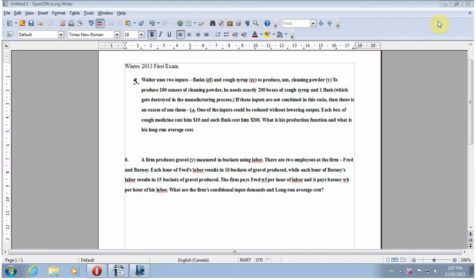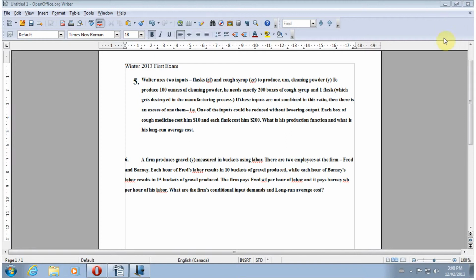Question 5. Walter uses two inputs, flasks, denoted ZF, and cough syrup, ZC, to produce cleaning powder, which is Y. 100 ounces of cleaning powder requires exactly 200 boxes of cough syrup and one flask, which gets destroyed in the manufacturing process. If these inputs are not combined in this ratio, then there is an excess of one of them, i.e. one of the inputs could be reduced without lowering output. Each box of cough medicine costs him $10, and each flask costs him $200. What is his production function, and what is his long-run average cost?